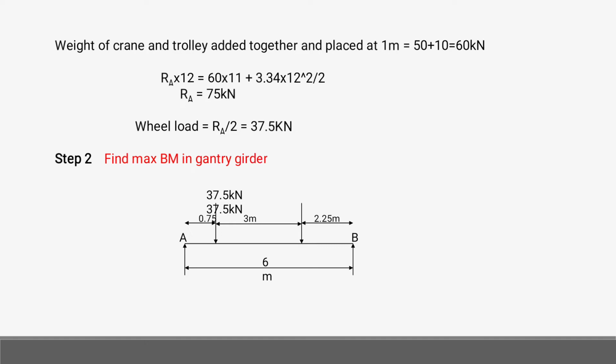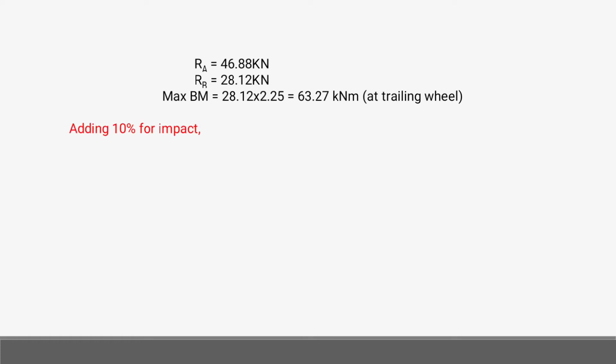Step number 2: find the bending moment in gantry girder. See the diagram, marking the values from the wheel loads. So RA is equal to 46.88 kilonewton and RB is equal to 28.12 kilonewton. Maximum bending moment is 28.12 into 2.25, load into distance, equal to 63.27 kilonewton meter at the trailing wheel. So add 10% for impact.